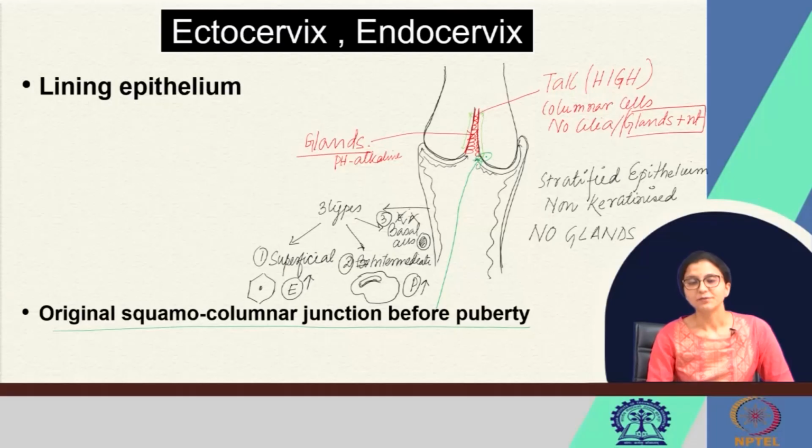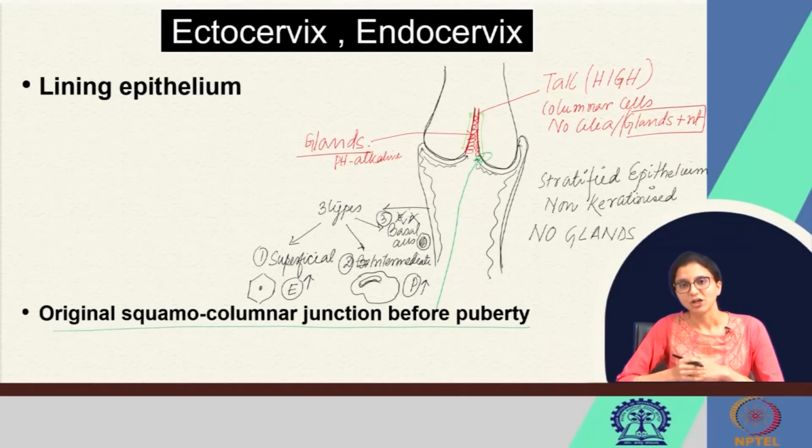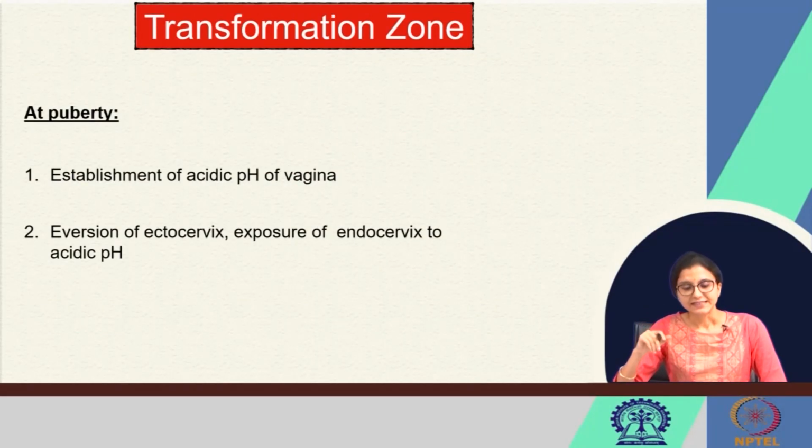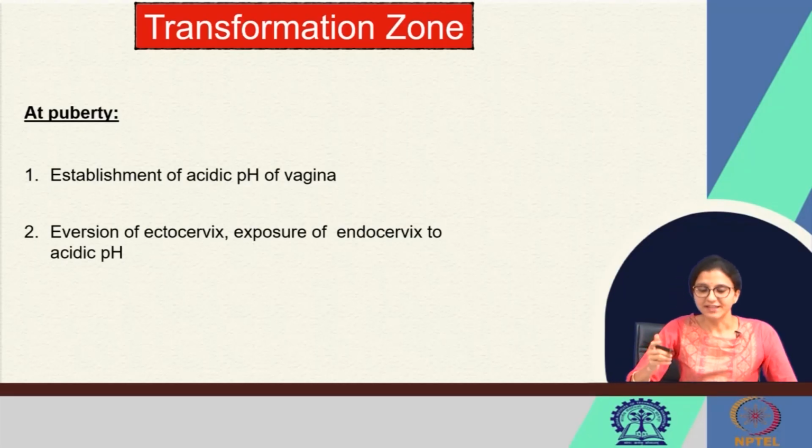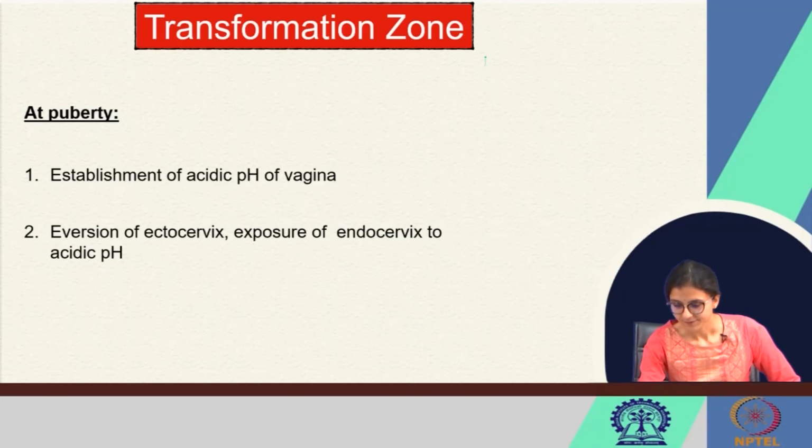This squamo-columnar junction is the original squamo-columnar junction, which is present before puberty. With changes in hormonal levels within the female body, there is shift of this squamo-columnar junction above or below. What happens? At puberty, after the female attains puberty, there are secretions from the ovarian follicles, and these ovarian follicles will secrete estrogen and progesterone. So, the vaginal fluid, what happens?